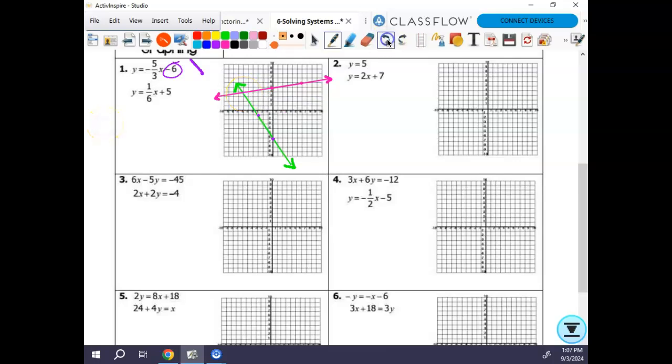I hate this board. Y'all, this board just irritates the poop out of me. Okay, right there. What's that point?